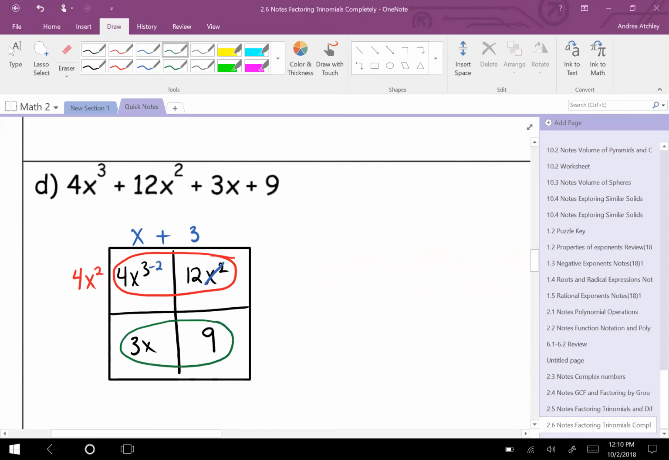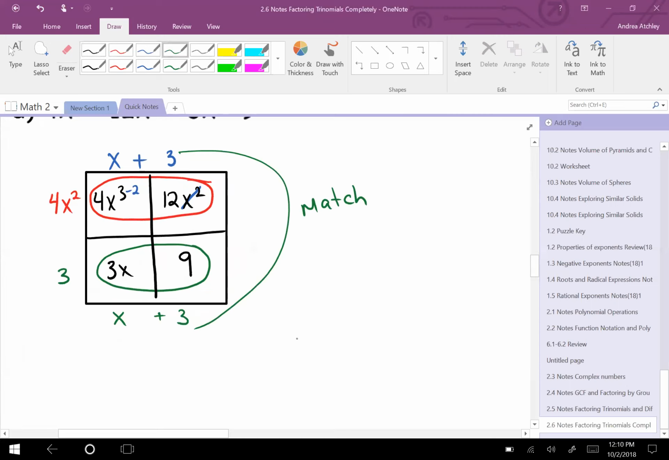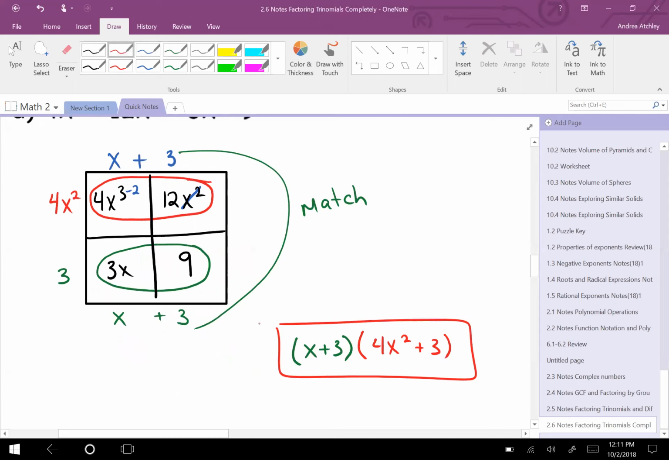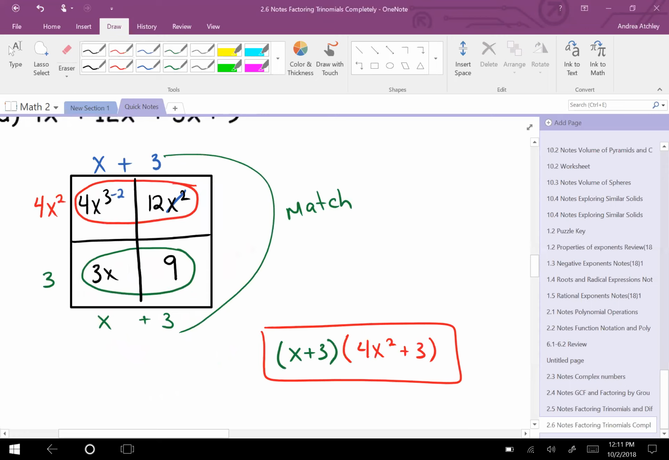Stephen, what'd you pull out at the bottom? 3. I pull out that 3, and I get left with x. 3 divided by 3 is x. 9 divided by 3 is 3. So x plus 3. Again, these match. If they don't match, go back and fix it. You've done something wrong. So my factors are the length of the sides. So one of the lengths of the sides is x plus 3, and the other one is 4x squared plus 3. Good job. Most of us got that.